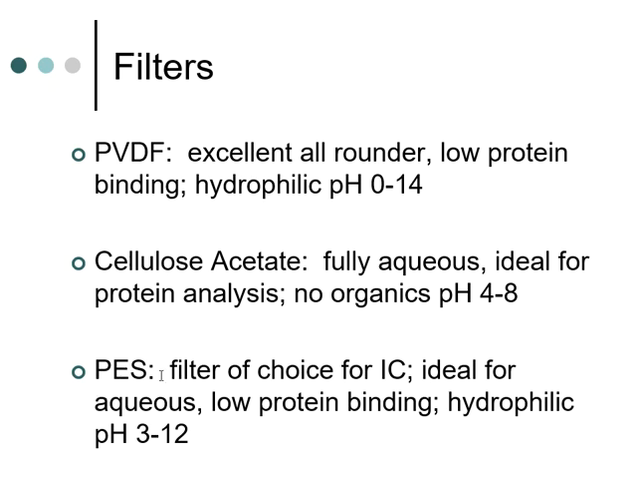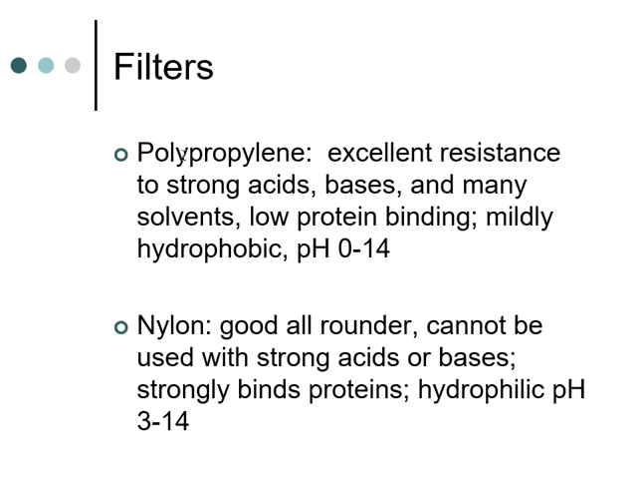Here I've listed the PES. It's a great choice for IC. It's probably the one that we should be using over and over. But again, sometimes we'll buy the box that's universal for all of our instruments, not just for the IC. The polypropylene, excellent resistance, low protein binding, mildly hydrophobic though. So if we're working with 100% aqueous, that's really not going to cut it for us. Nylon, good all-rounder, but you can't use it with strong acids or bases. These are hydrophilic. My pH, though, is a little narrow, 3 to 14, and some of the others can go a little bit lower than 3.